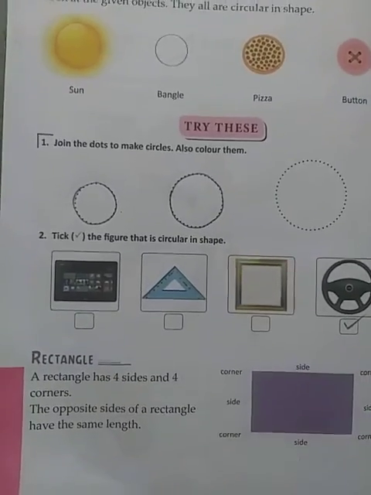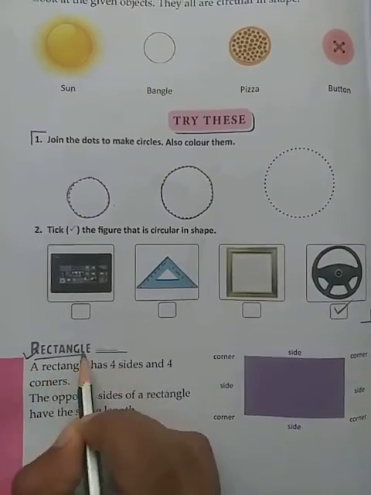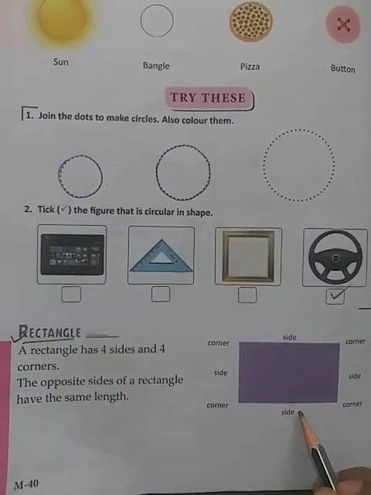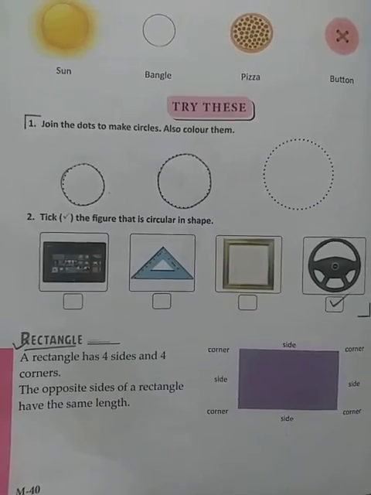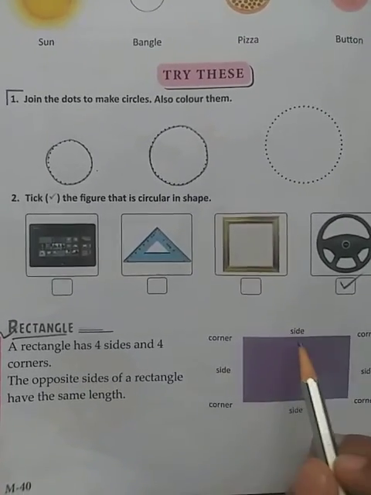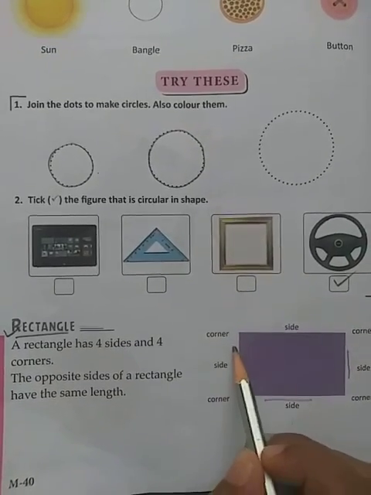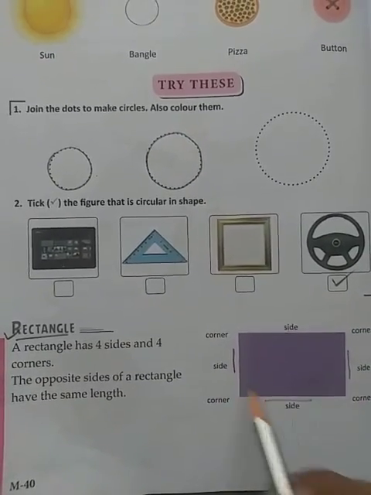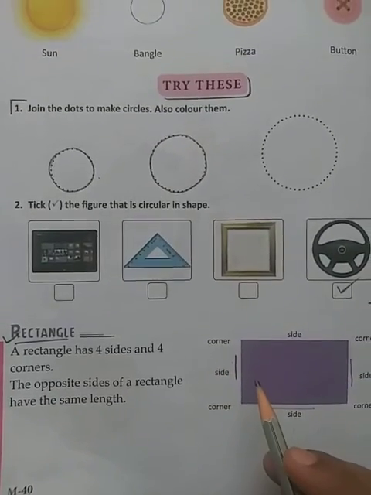Let's learn another shape, that is the rectangle. You can see here, this is a rectangle. A rectangle has four sides. Now which are the four sides here? 1, 2, 3 and 4. So these are four sides, and it has four corners.